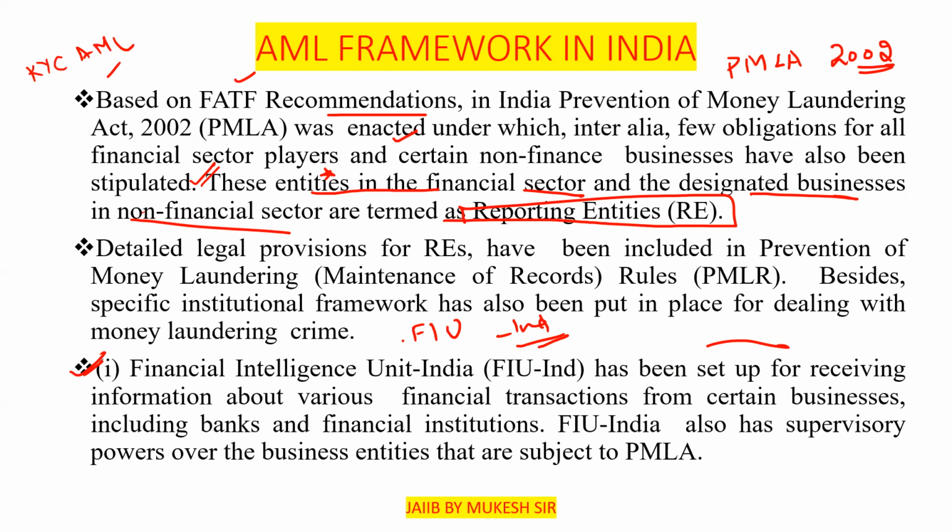So this unit has been set up for receiving information about various financial transactions from certain businesses, including banks and financial institutions. Here FIU India, that is Financial Intelligence Unit India, also has supervisory powers over the business entities that are subject to the PMLA. So that is the Financial Intelligence Unit. It is set up for receiving information about financial transactions from certain businesses.